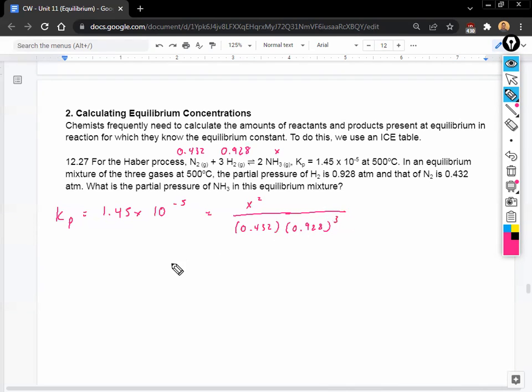Yeah, so third power. Thank you. Good catch on that. All right, so if we simplify that out, X is going to be equal to 0.00224 atm. And that's it.